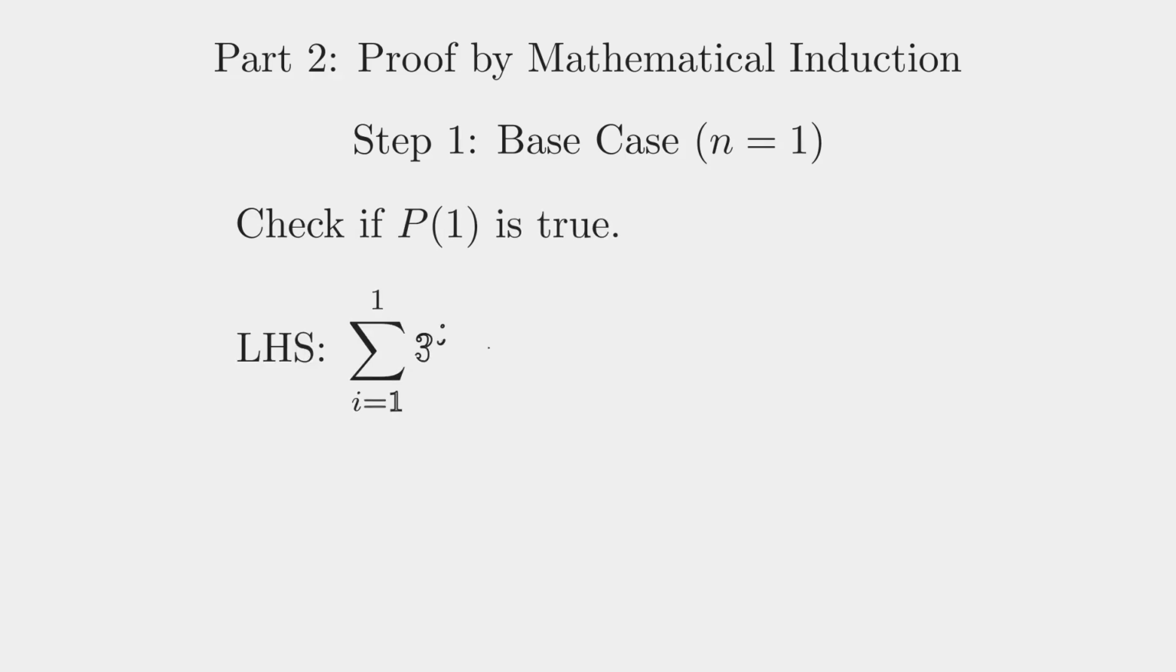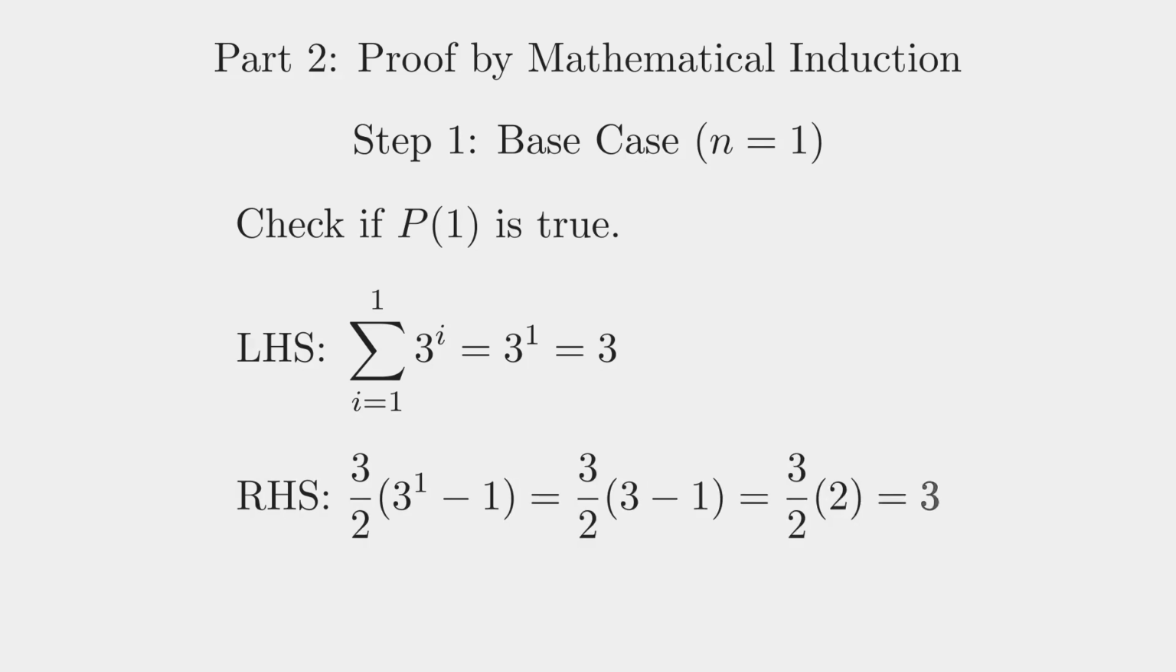Let's evaluate the left hand side of our hypothesis. The sum from i equals 1 to 1 of 3 to the power of i is simply 3 to the power of 1, which is equal to 3. And the right hand side, we have 3 over 2 into 3 to the power of 1 minus 1, which is 3 over 2 times 2, simplifying to 3. Since the left hand side is equal to the right hand side, P(1) is true. Our first domino has fallen.